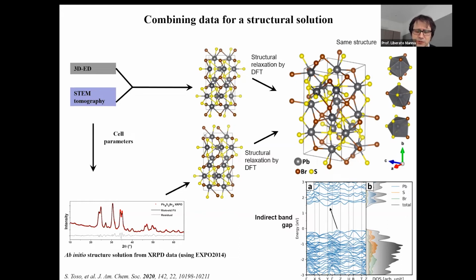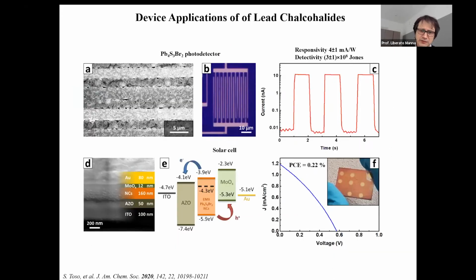So we modeled the optical properties of this material, which exhibits an indirect band gap. Okay. So in this material, you have lead coordinated by a mixture of sulfur and bromide ions. And also, if I'm not wrong, the bromide is in an octahedral coordination. So it's a kind of weird structure. And also, I have to say, not very interesting, neither from the optical nor the electronic point of view. So we tried, just to give two examples, to make a photodetector out of these materials.